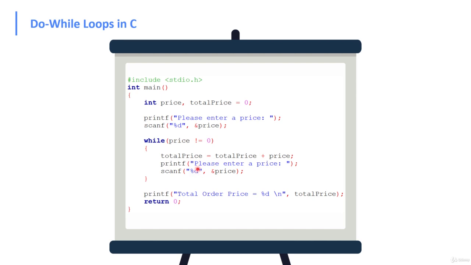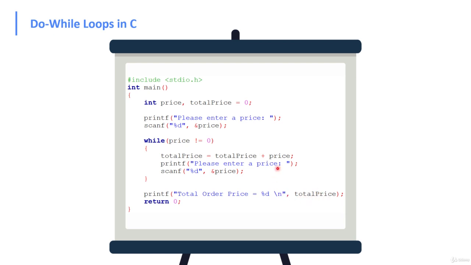And in the loop body, we are going to add the given price to the total price and read the next price one after the other and so on until we reach a price of 0. And once we reach the price of 0, we simply get out of this loop and print the total order price, which will be the total price, the value inside of this variable.